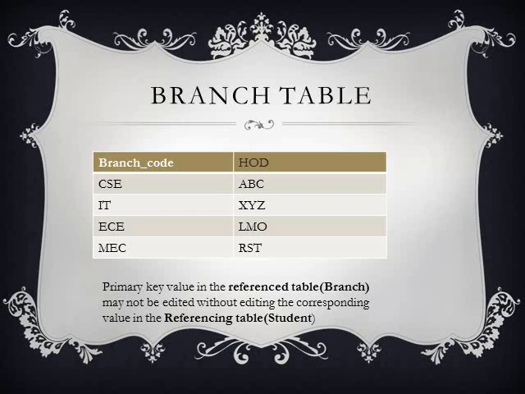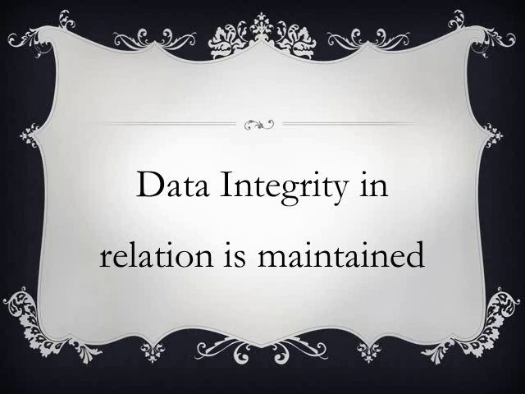Similarly, the branch table is the reference table and branch code is a primary key. So the value in a primary key column can never be modified or updated if any foreign key refers to that primary key. Hence, this way we can enforce integrity of data in a relationship using a foreign key.